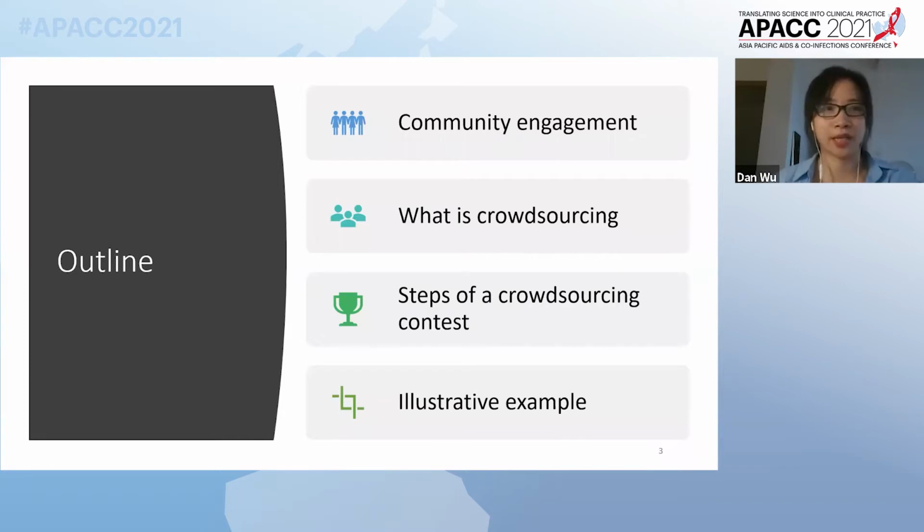And here's the outline of my session. I will very briefly introduce the concept and why it's important to think of this community engagement concept when you are doing public health work or related interventions to your target communities, and then introduce what is crowdsourcing, as well as go through what the steps of a crowdsourcing contest are. Then I will elaborate using an illustrative example so that you could have a better idea how this is organized, with a little bit more hands-on experience.